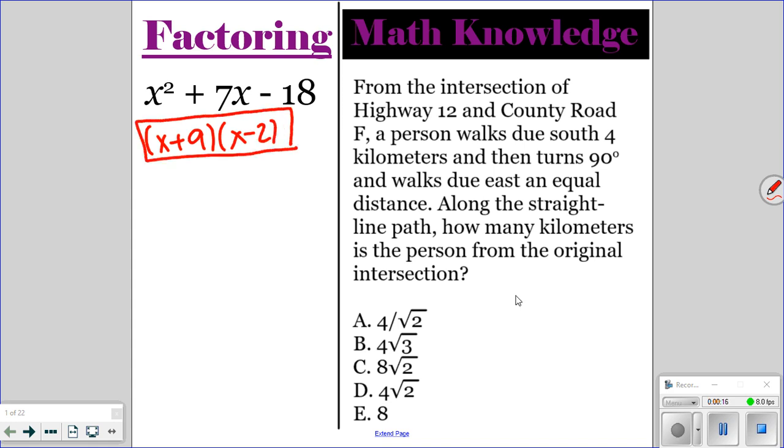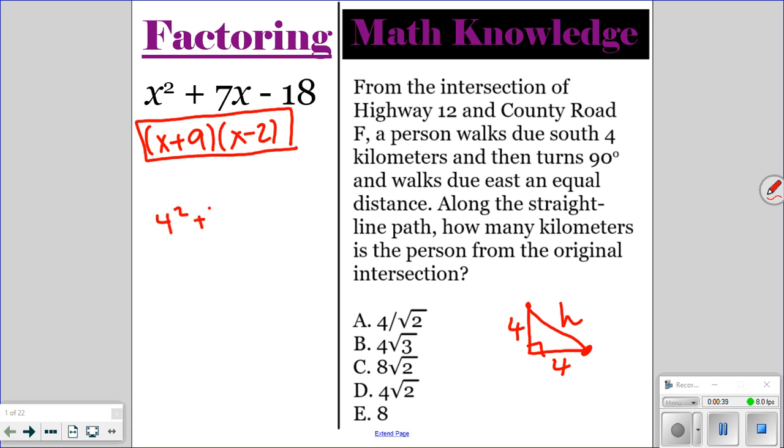For the math knowledge question, we have a person that walks south 4 and then turns 90 degrees and walks east an equal distance. So 4 and 4. If we went in a straight line, how far are they from their original starting point? So what is our hypotenuse? This is a right triangle, so we can use the Pythagorean theorem.